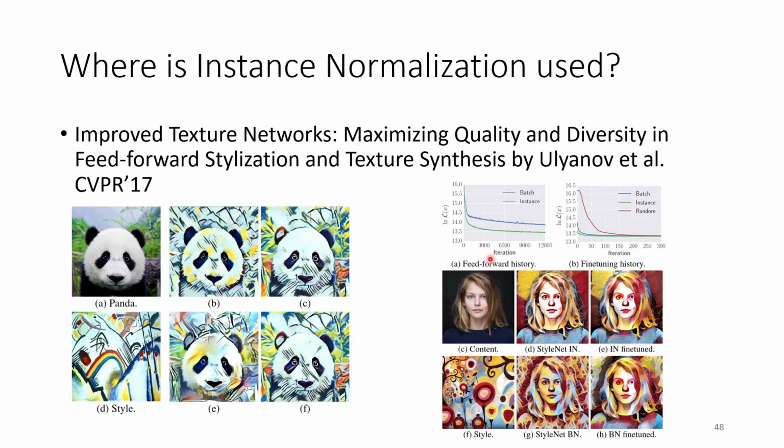Where is it used? This paper was published in CVPR 17. The title is Improved Texture Networks. It looks like this. Given an input image, you want to learn some texture style. This is the input of the panda. And for different reference textures, you may generate this image, or this, or this, or this, or this.